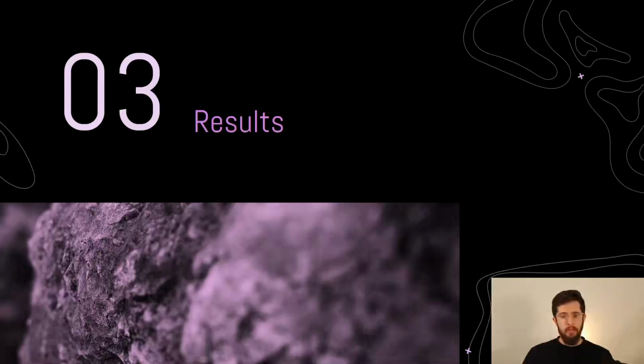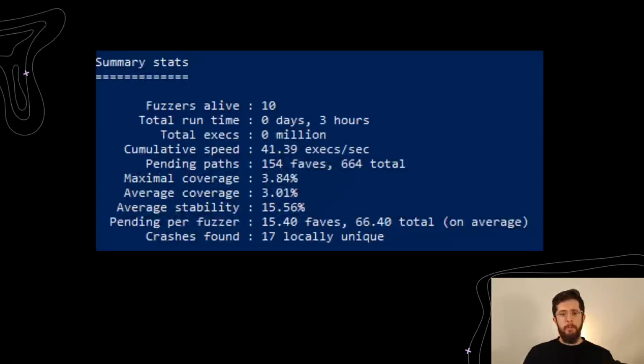All right, let's talk about results. So in front of you, you can see an example of one of the stat screens of AFL for one of the channels that we've fuzzed. And you can see here that the execution speed is not that fast, to say the least. However, the fuzzer did manage to find some crashes that we can work with.